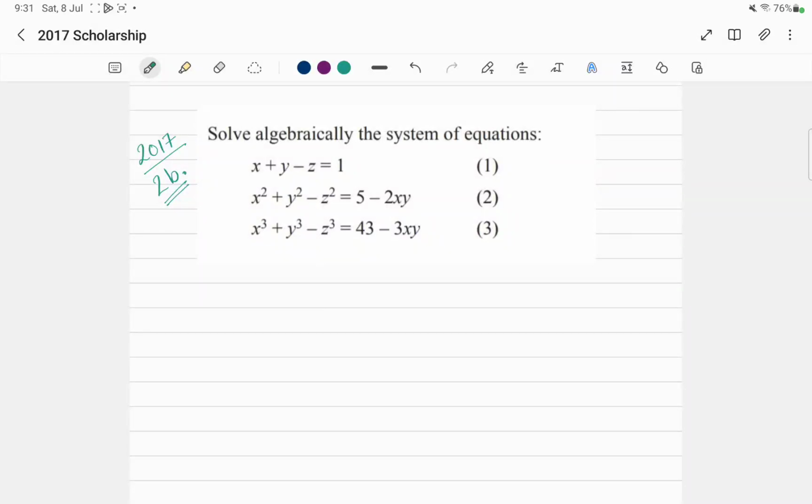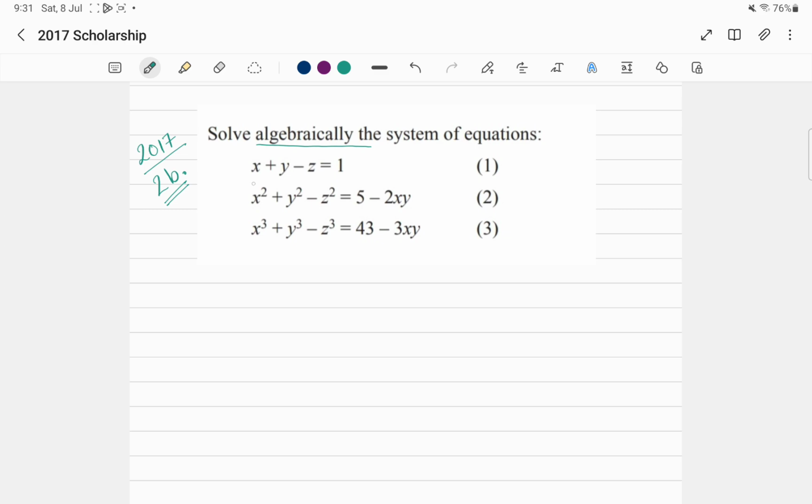Guys, so today let's do this 2017 question from Calculus Scholarship. Solve algebraically the system of equations, and three equations are given to us, right? The first thing is to see if you can see something that gives you an idea where to start.